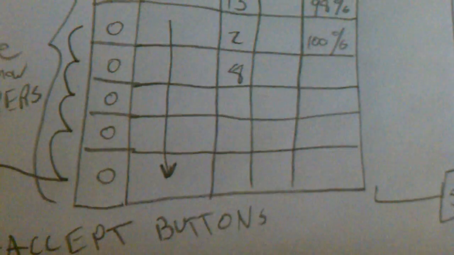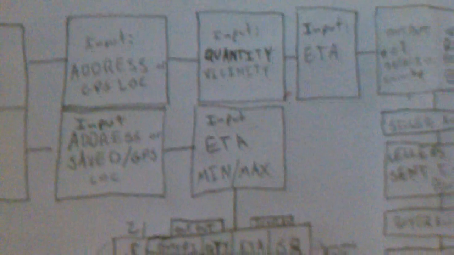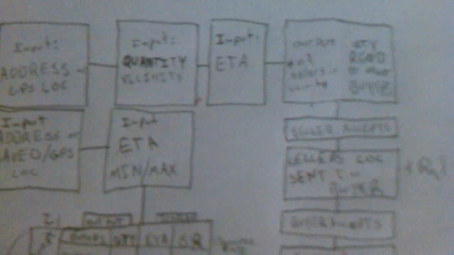Also, it'd be nice to have a list of how many buyers are available somewhere on this output display here. Alright, that's pretty much it. It's very simple, not very complicated. This is what I need.